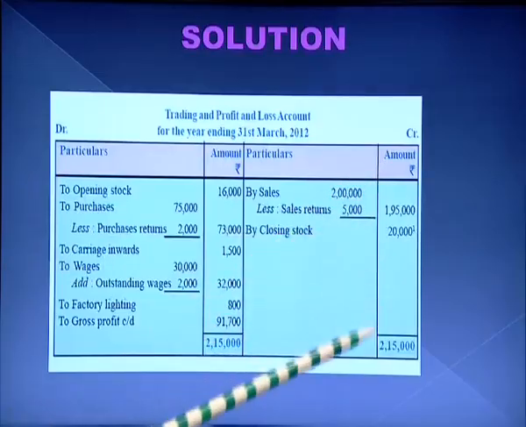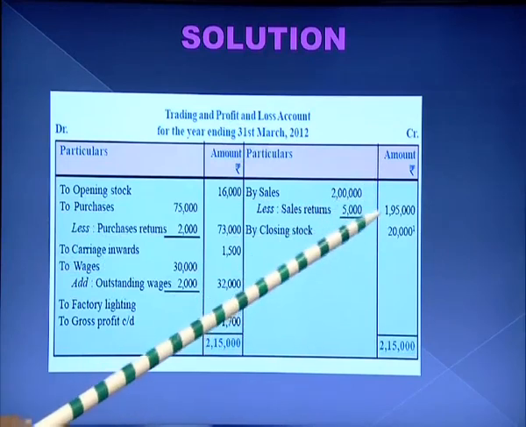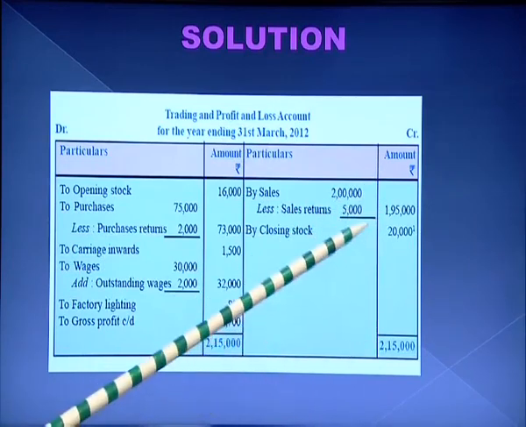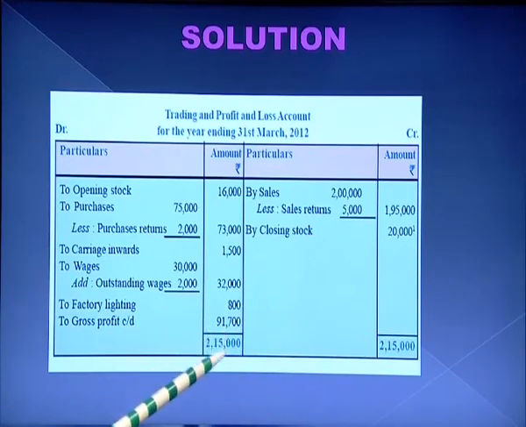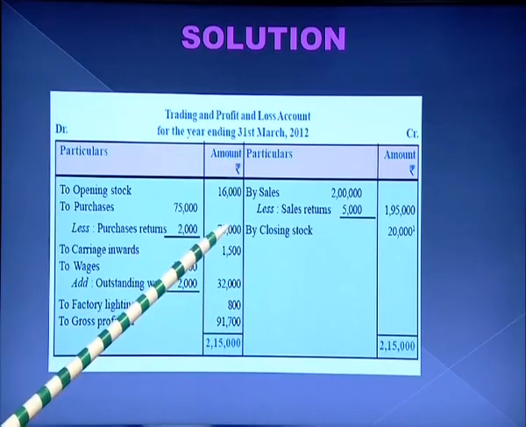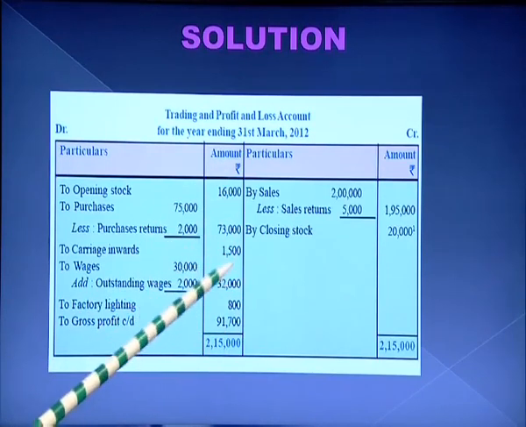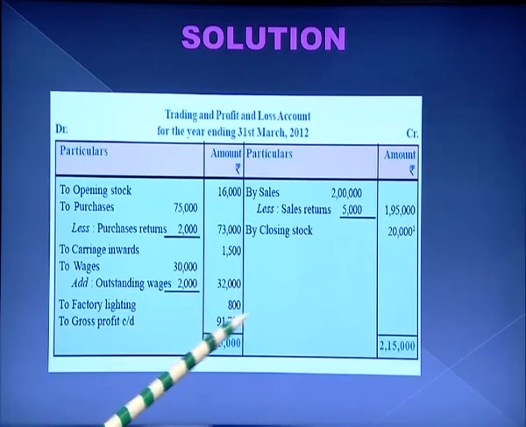So, we write 20,000 as closing stock. Now, we will total, because the credit side is greater. The total of the credit side is 2,15,000, which will be written on the debit side also, and after that you will deduct all the expenses 16,000, 73,000, 1,500, 32,000 and 800 from this. So, you will get a gross profit of rupees 91,700.